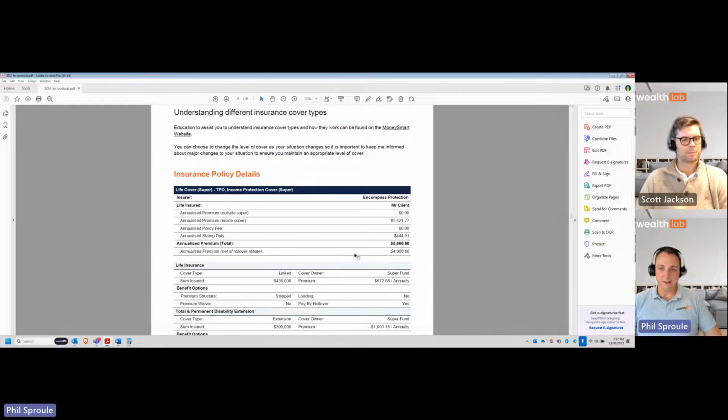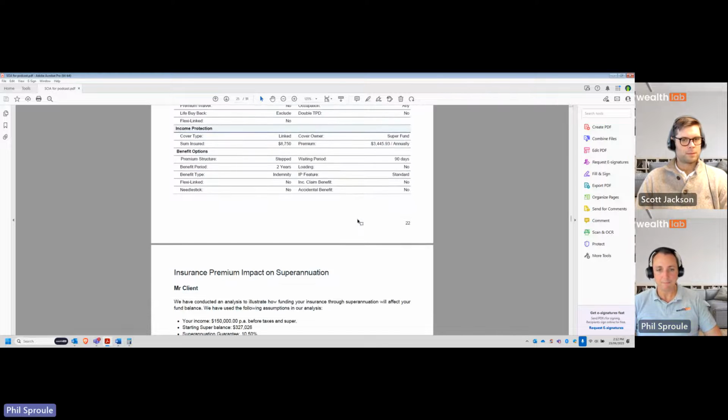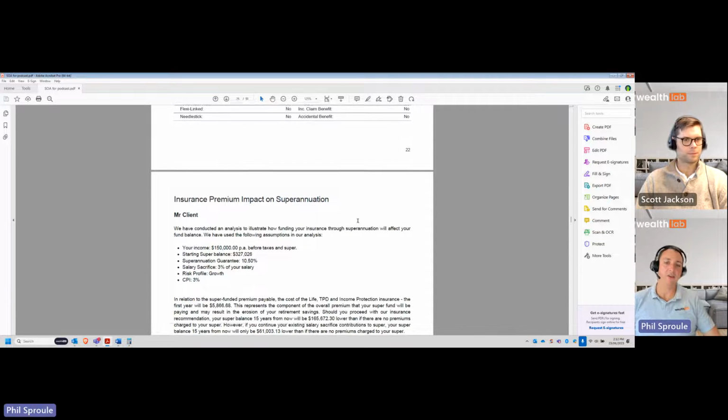Then we just get into a breakdown of the policies, the costs, all that sort of stuff's laid out for you there. And then the impacts on superannuation.